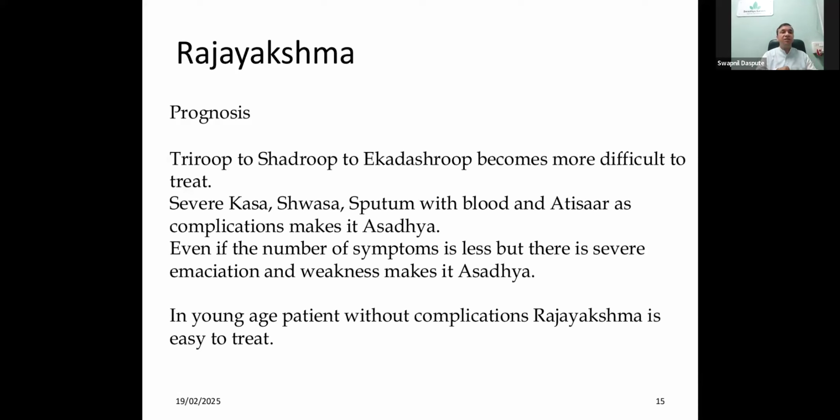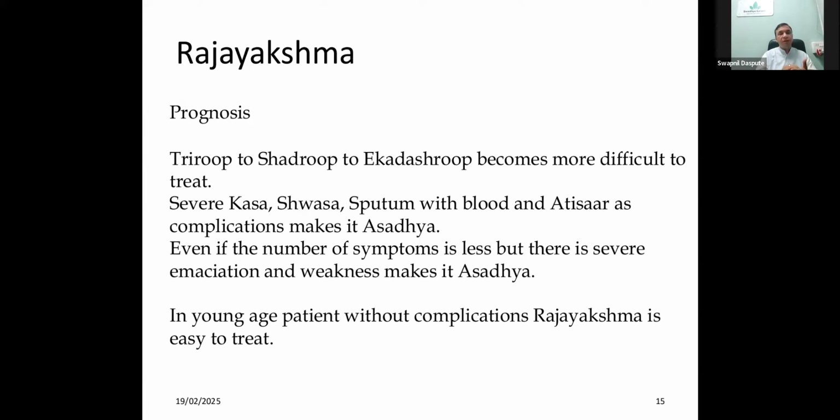Prognosis: Tri-roop to Shadroop to Ekadash Roop becomes more difficult to treat. We discussed that in the Rupa slide. The Tri-roop would be comparatively easy to treat. Shadroop will be a bit more difficult. Ekadash will be the most difficult to treat as it moves.